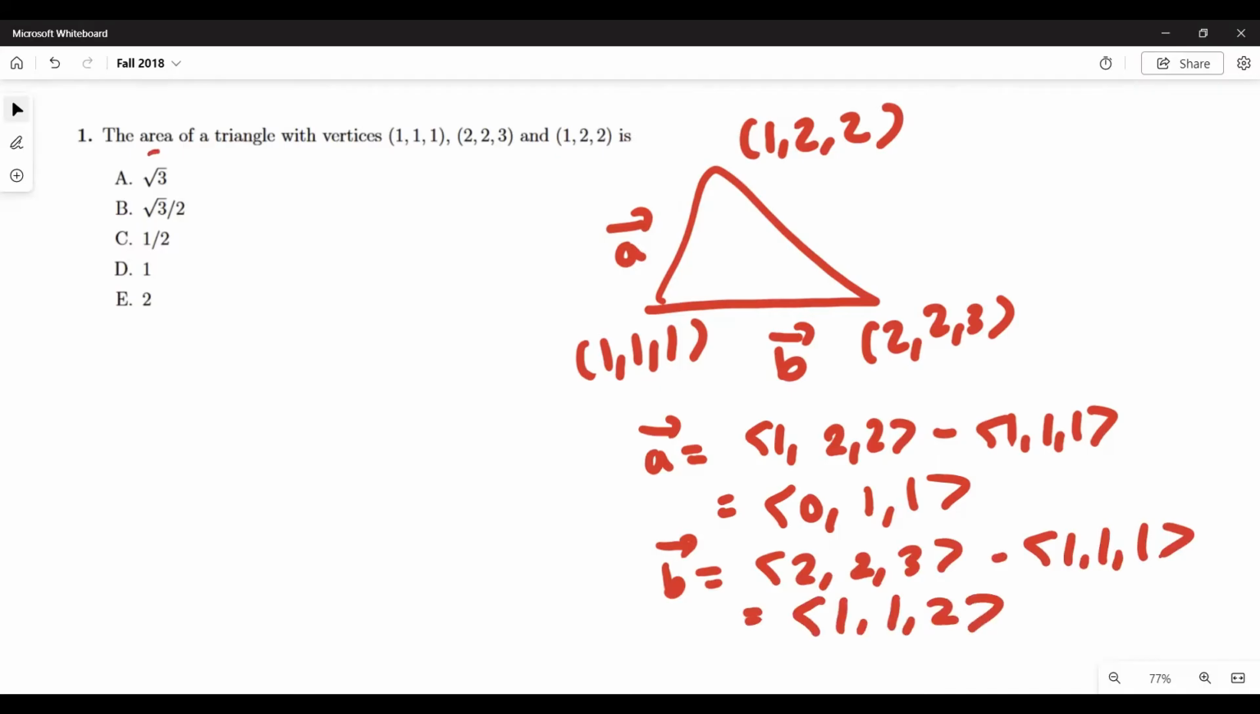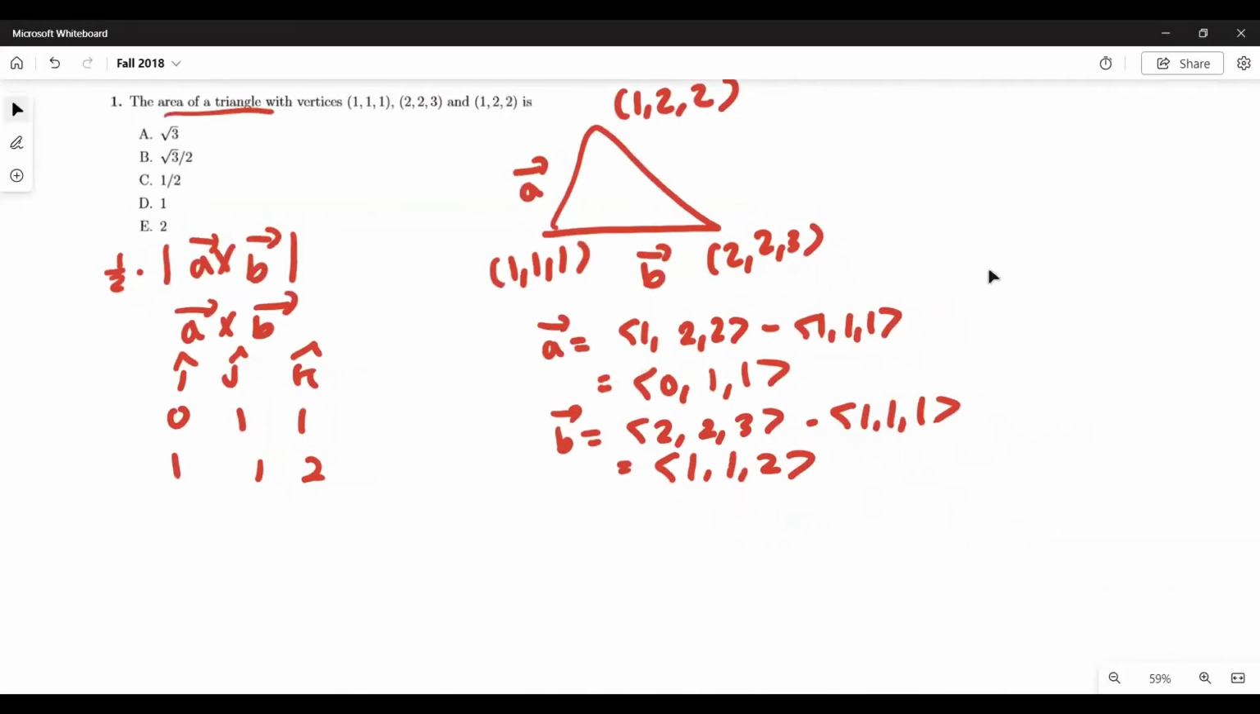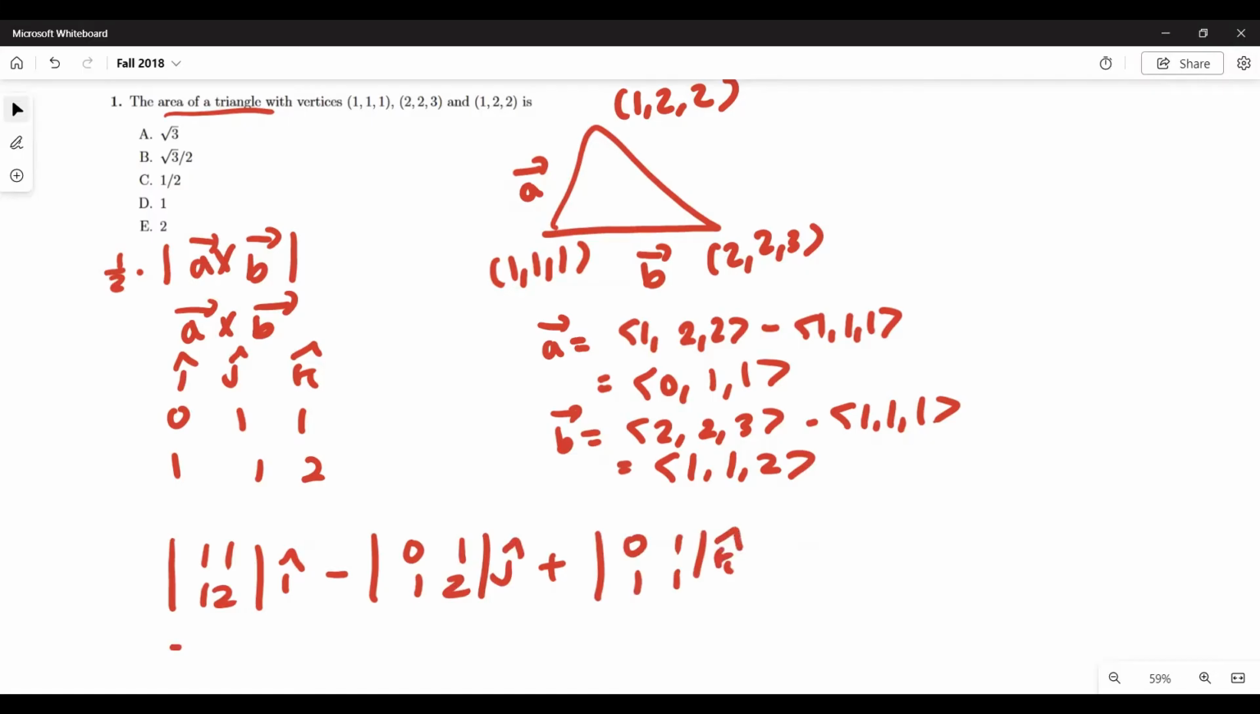So when you have the area of a triangle, what we do is 1 over 2 times the cross product of the vectors, and then find the magnitude of it. Let's do the cross multiplication first. So i, j, k, 0, 1, 1, 1, 1, 2. The i component would be (1 times 2 minus 1 times 1) i, minus (0 times 2 minus 1 times 1) j, plus (0 times 1 minus 1 times 1) k. This will be (2 minus 1) i minus (0 minus 1) j, and then plus (0 minus 1), so it will be minus k.